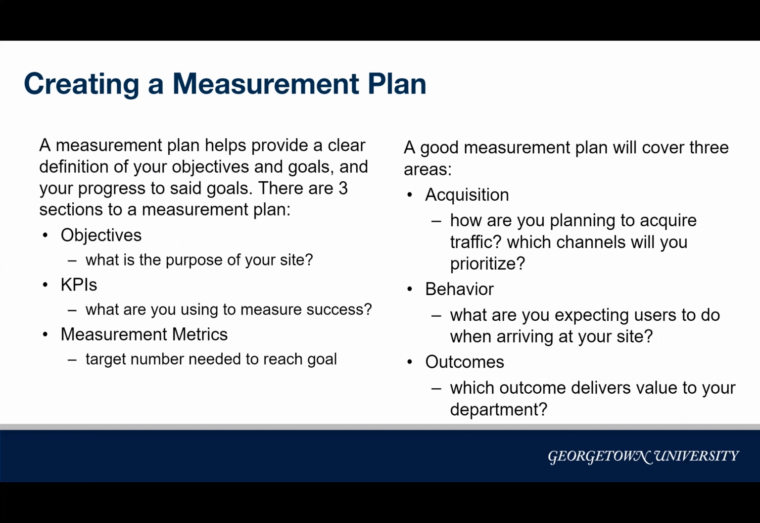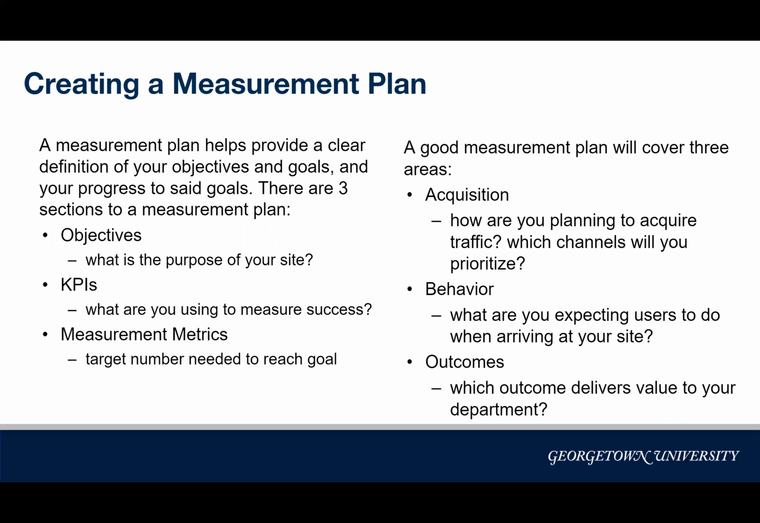And so a good measurement plan is going to cover three areas: acquisition, behavior, and outcomes. For acquisition, you should cover how you're planning to acquire traffic and what channels you want to prioritize. So this can be something like, are we prioritizing organic traffic over referral traffic? The next section you'll want to cover is behavior. So what are you expecting your users to do when they arrive at your site? Are you expecting them to sign up for a newsletter or download a form?